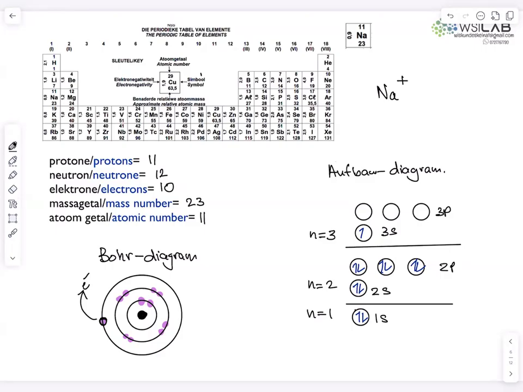Okay. So the Bohr diagram will now lose this electron. So this is the Bohr diagram of the sodium ion. And the Aufbau diagram will lose the electron in that 3s orbital. And this is the Aufbau diagram of sodium 1 plus. You need to write that down as well. Look, drawing Bohr diagrams is not that important. The Aufbau diagram is important, and filling in the number of neutrons, protons and electrons is really important.